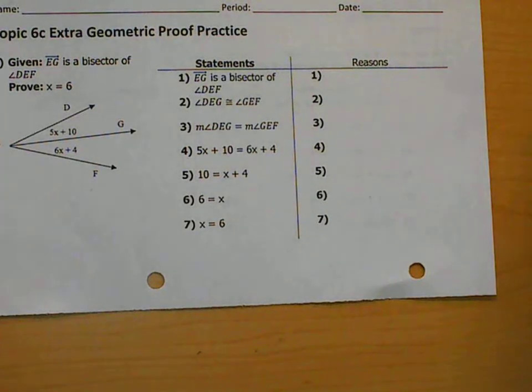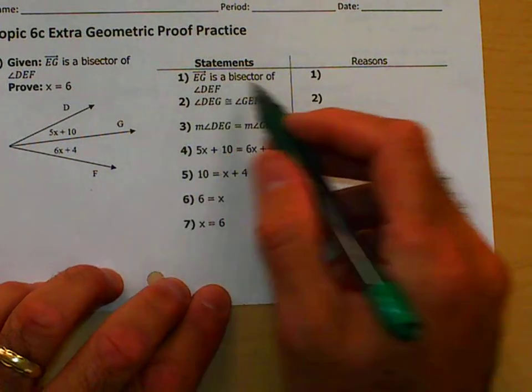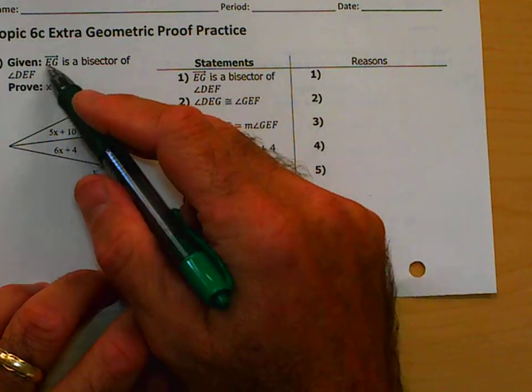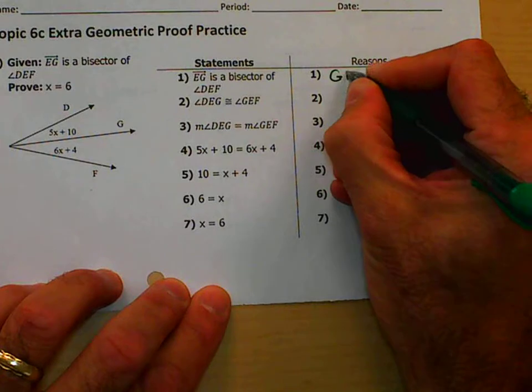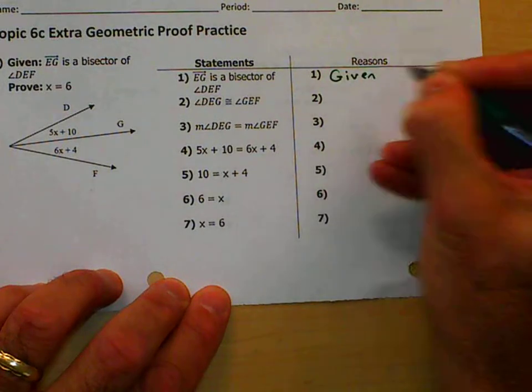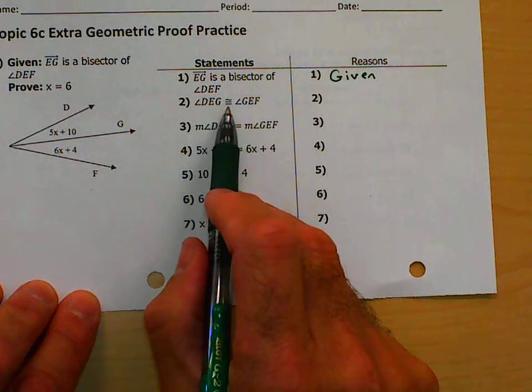Looking at this, how do we always start? Given. Very good. Given. So number one, that was given information. Sure enough, when you look over, that was given. Number one is given. Then they say DEG is congruent to GEF.